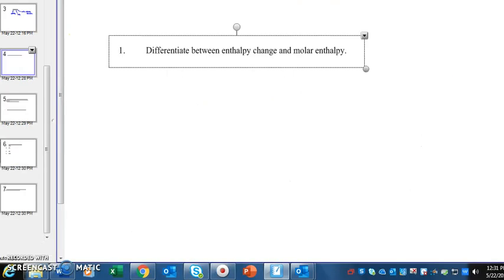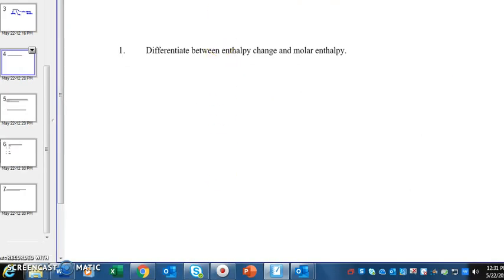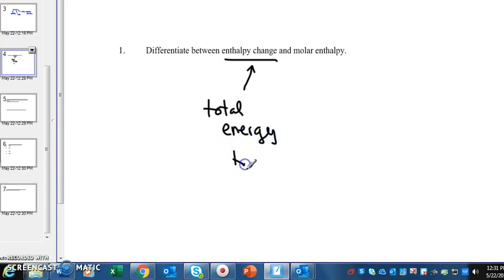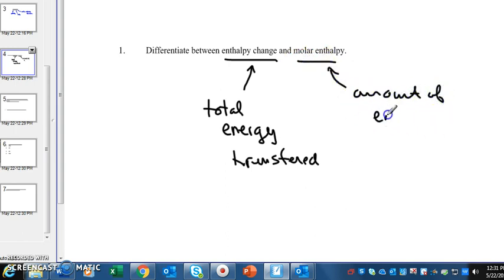Okay, so let's take a look at a few examples here. The first one here, differentiate between enthalpy change and molar enthalpy. This would be just simply the total energy transferred, where this will get you the amount of energy per mole of a substance, right? So this is not talking about the total of what's happening, but that would be per mole.